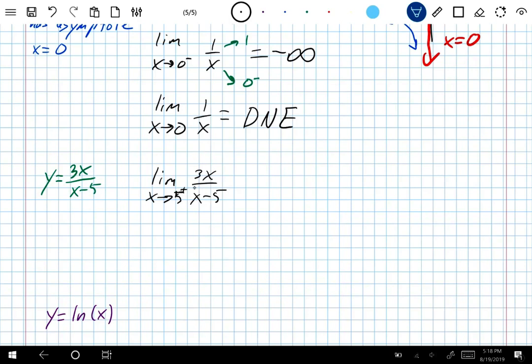Let's go ahead and take this one from the right. Well, the top is going to 15. Nothing wrong with that. The bottom is going to 0. This x is staying bigger than 5, so a number bigger than 5 minus 5 is going to be positive.